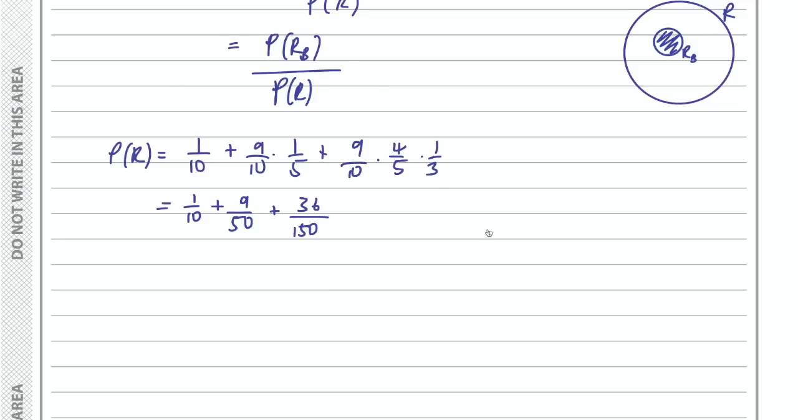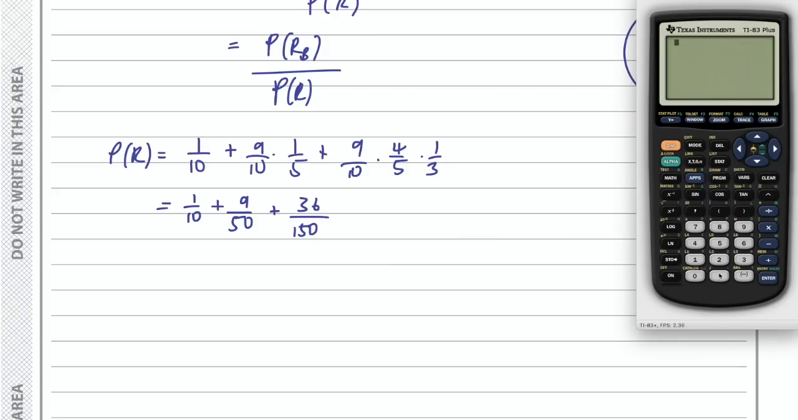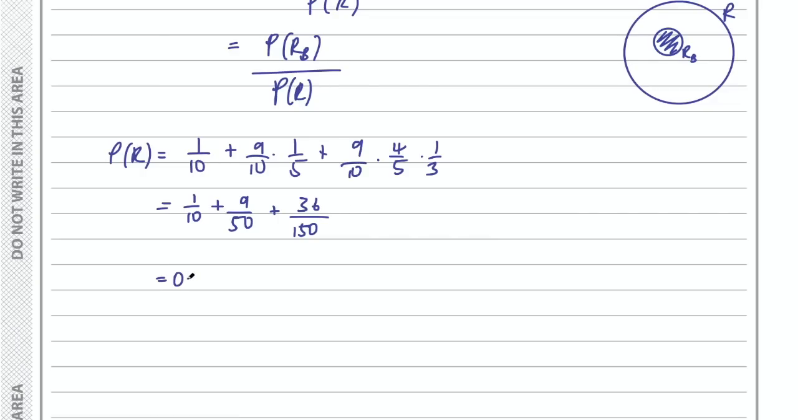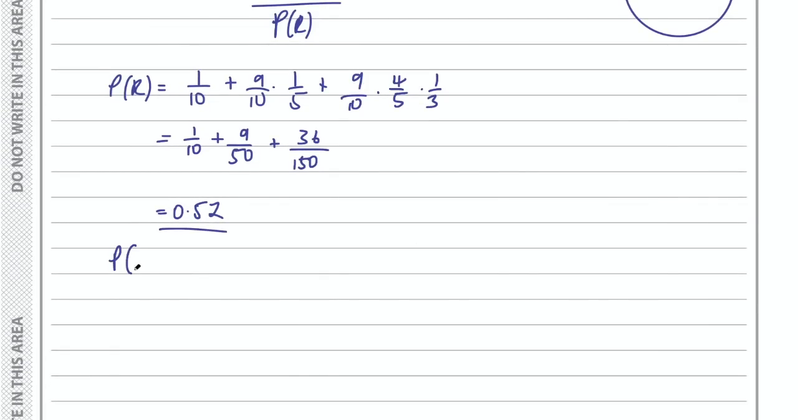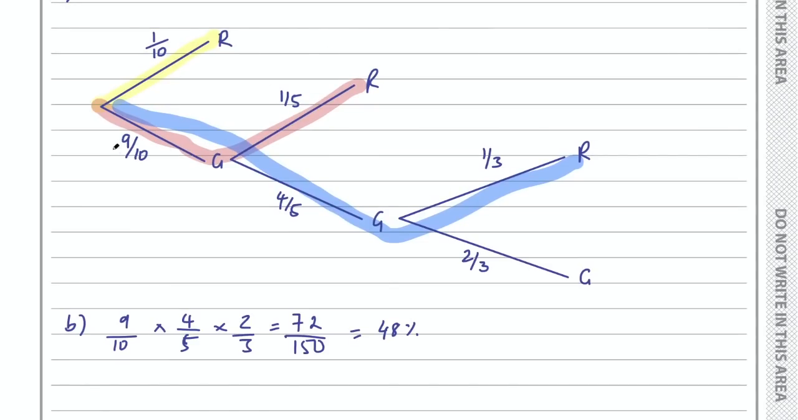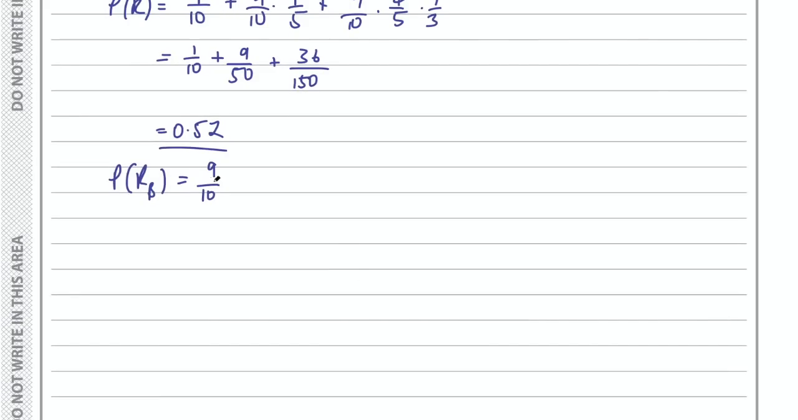Let's use a calculator for that and get our decimal answer. So 0.1 plus 9 over 50 plus 36 over 150, and I get 0.52 for the probability of a red marble. Then I want the probability that the red marble is from bag B, the second one. That's going to be this red branch here, 9 over 10 times 1/5, which is 9 over 50.